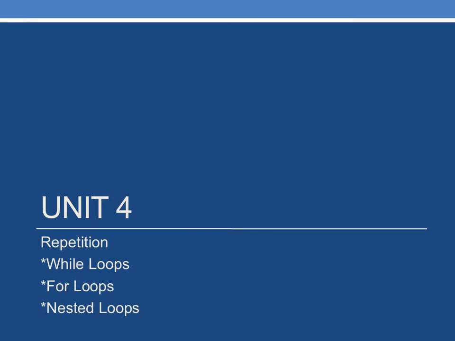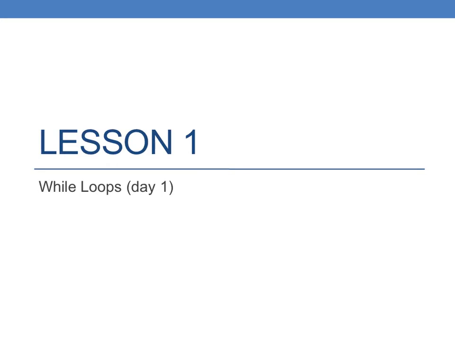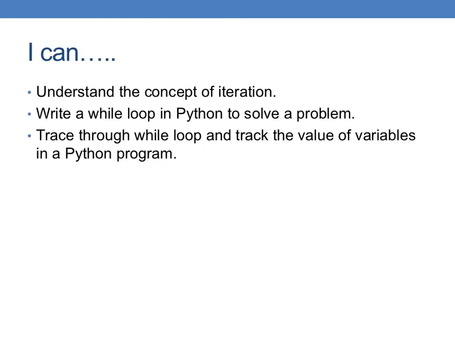All right, so here in Unit 4, we're going to focus on the idea of repetition of use of code in our programs, and we're going to do that by looking specifically at what are called while loops, for loops, and nested loops. And Lesson 1 specifically, we're going to look at what are called while loops. So we're going to start there, talk about why loops exist, and how this specific loop allows us to reuse and repeat code in our program.